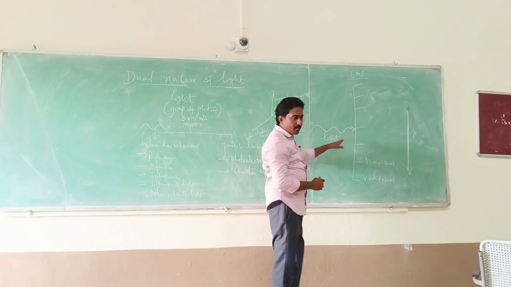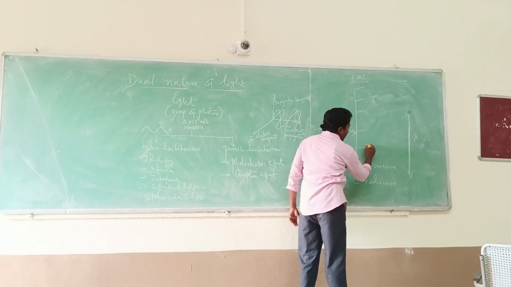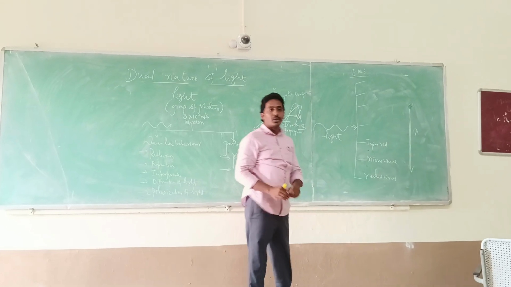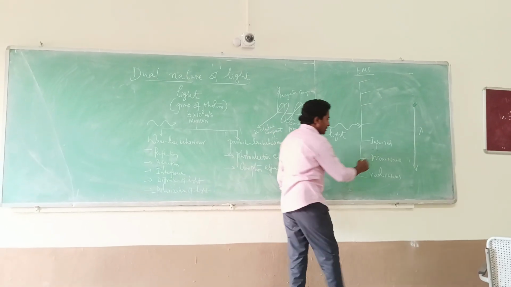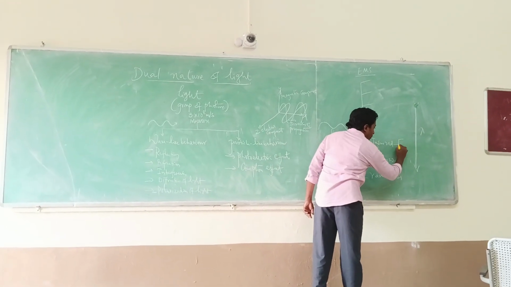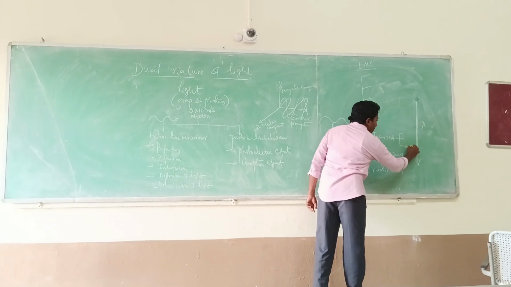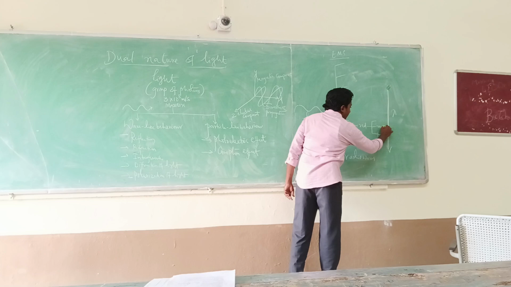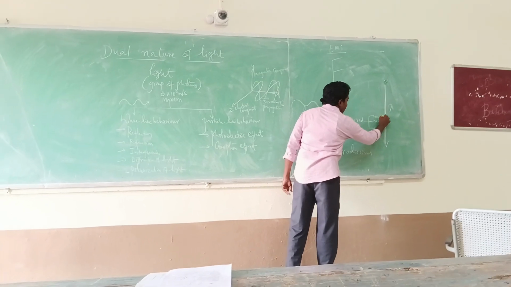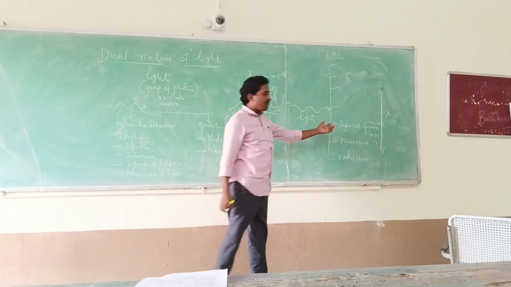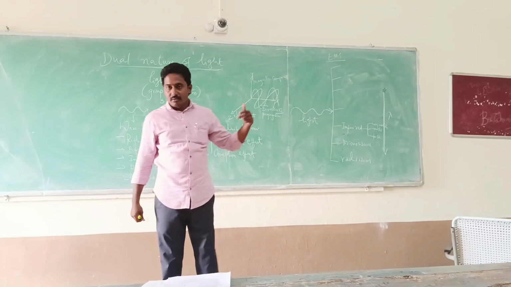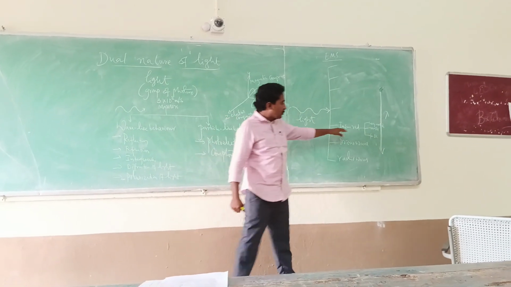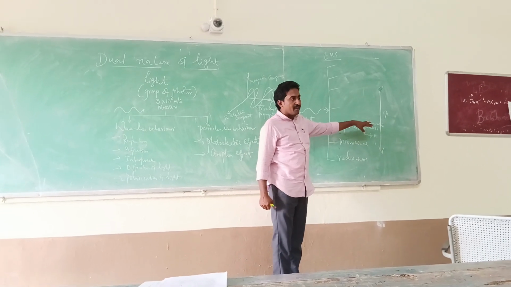The third region of the electromagnetic spectrum is infrared. Further, infrared is divided into 3 portions. From bottom to top: far infrared, near infrared, very near infrared. Further, the infrared waves are divided into far IR, near IR, very near IR.